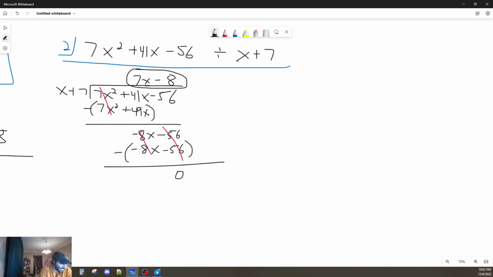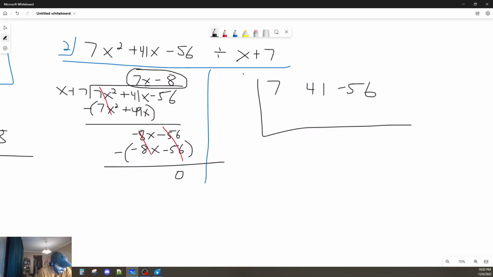If we look at your buddy's paper here, he also got 7x minus 8. Try to quickly do it his way. Remember, it's kind of the opposite. Okay, so he just puts the coefficients here. So it's 7, 41, and negative 56. Okay, and on the outside, you can see he puts a negative 7 because he does the opposite. Instead of plus 7, he puts a minus 7 here. Okay, and he drops the first number.